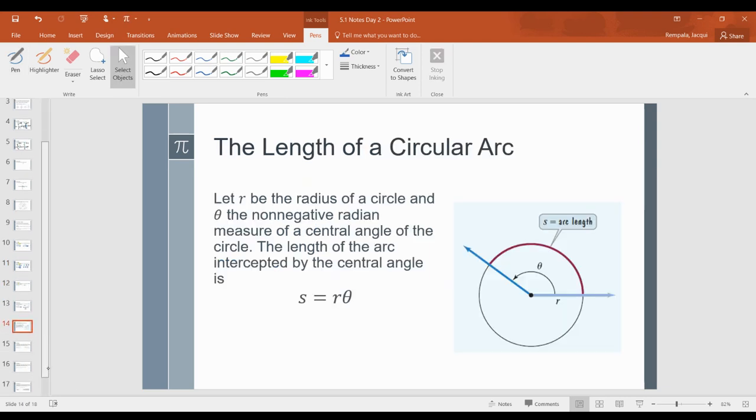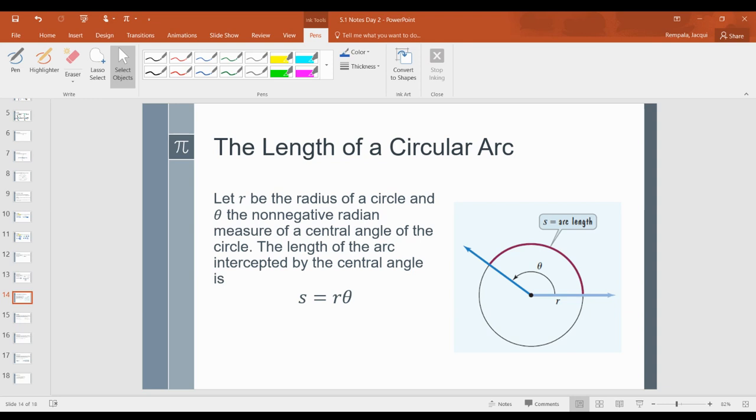So then the last concept that I want to talk about is length of a circular arc. This formula should hopefully look pretty familiar to you. It says let r be the radius of the circle and theta is a non-negative radian measure of the central angle of a circle. To find the length of an arc intercepted by the central angle, we take s equals r times theta.